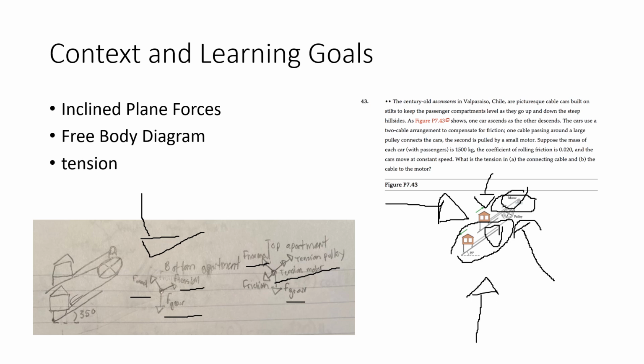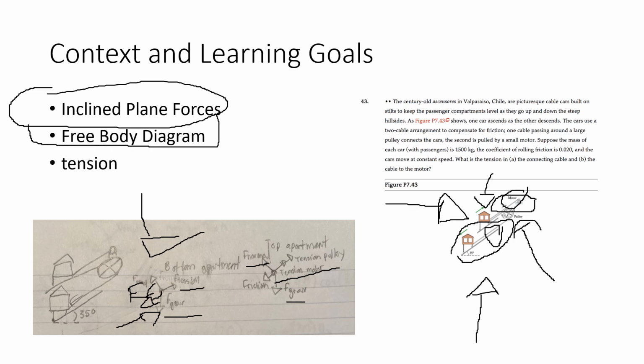And also in this one right here, there is also a force of friction going this way, F friction, because it is against the direction of movement. So three big ideas here are the ideas of inclined plane forces, which we dealt with a lot before in class, drawing free body diagrams as shown below, and finally the idea of tension and how tension provides force, basically.